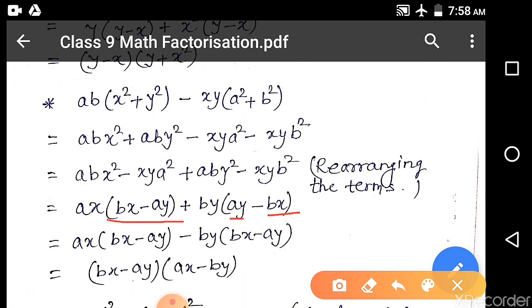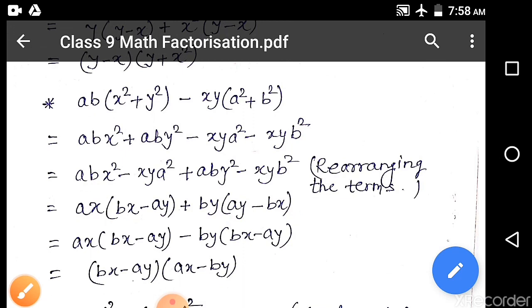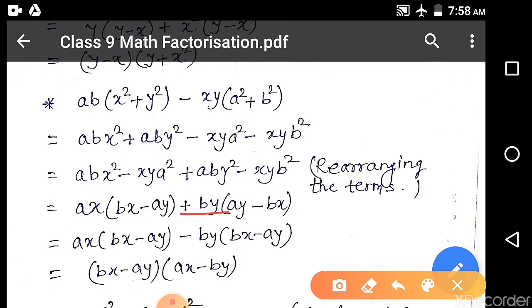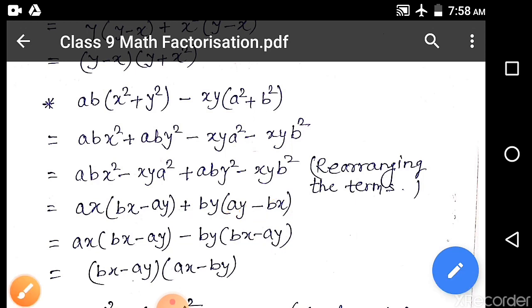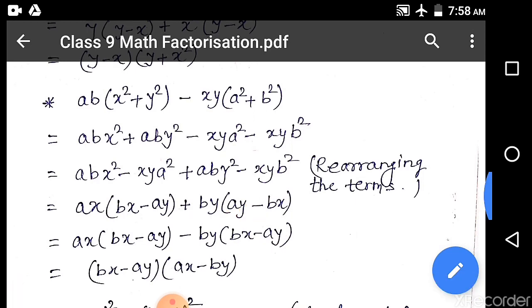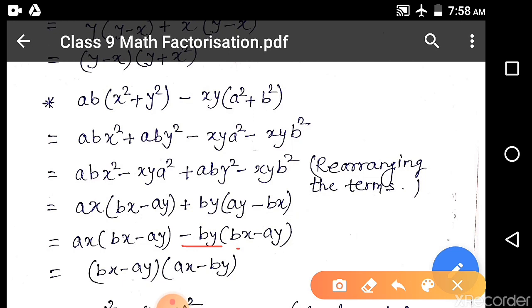So here we can take the minus sign as common, because here we have plus by, so we can take minus sign as common from this bracketed part, and when minus sign is taken out common, this bx becomes plus and this ay becomes minus. So as this minus is taken out common, now we have minus by as the common factor and bx minus ay.